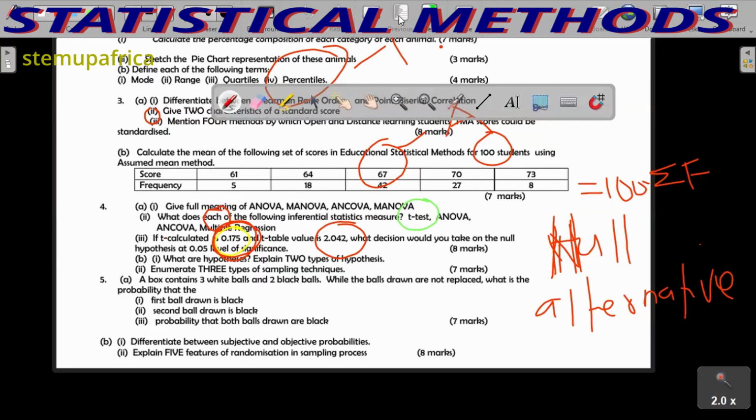Question B, Roman figure 1 and 2. Differentiate between subjective and objective probabilities. Explain 5 features of randomization in sampling process. Sir, please, I didn't get that probability solving, please. The probability? Yes, sir. Okay.